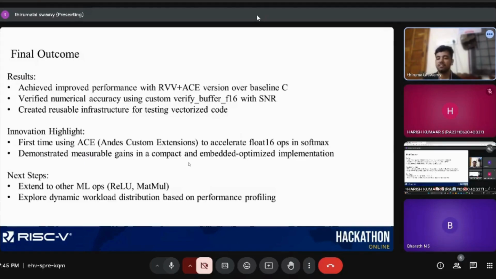As for the future, we aim to extend this framework to other ML ops like ReLU, MatMul, or layer norms. We want to explore dynamic workload distribution, optimizing execution paths based on profiling data in real time. And finally, we are considering contributions to open source RISC-V projects with our test frameworks and optimized outputs.